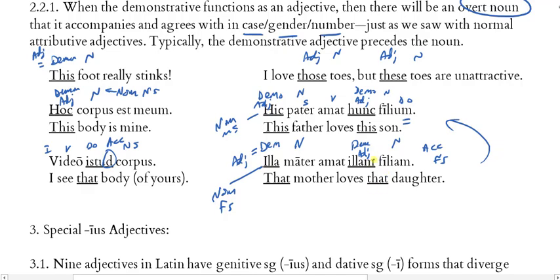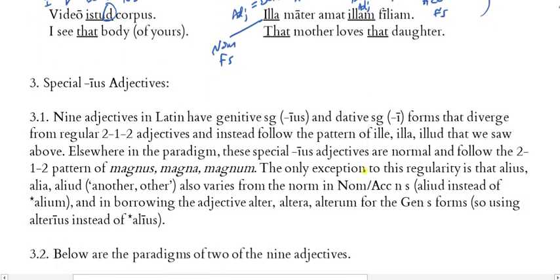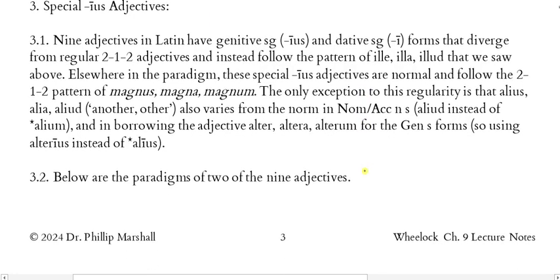All right, good. Well, last thing we want to talk about here is the special ius adjectives. There are 9 adjectives in Latin that have the genitive singular ius and the dative singular e, and these forms diverge from regular 2-1-2 adjectives and instead follow the pattern of ille, illa, illud that we saw above. Elsewhere in the paradigm, these special ius adjectives are normal, so you should expect your typical case endings following the 2-1-2 pattern, like what we see in magnus, magnum, magnum.